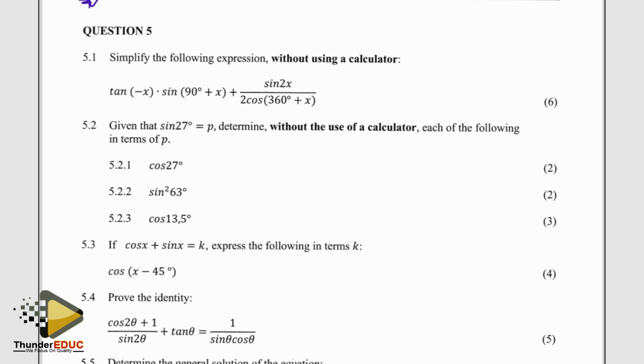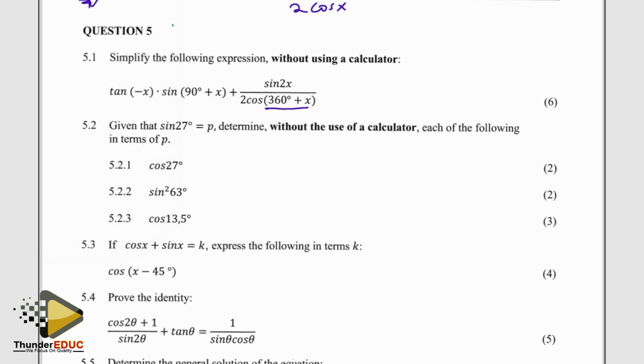Plus, I can expand this. It's an identity, which is 2 sine x cos x. I'm dividing it by 2 cos of 360 plus x. 360 plus x is in the 4th quadrant, where cos is positive. So it's going to be 2 cos x.